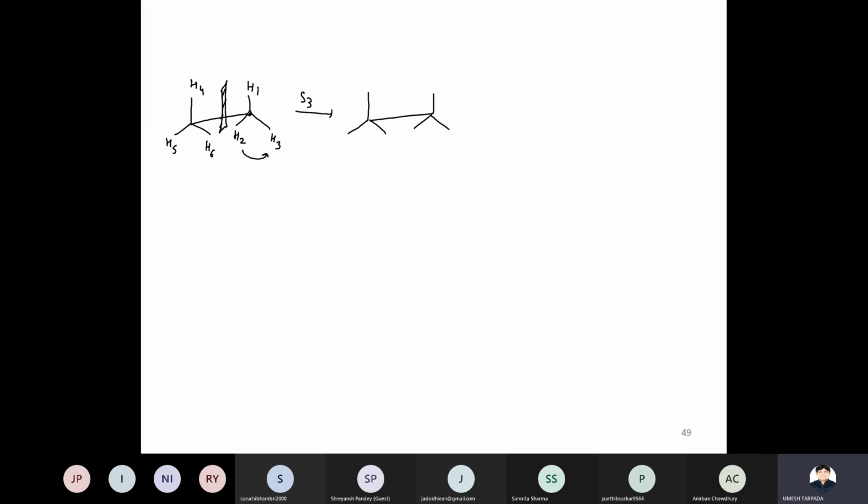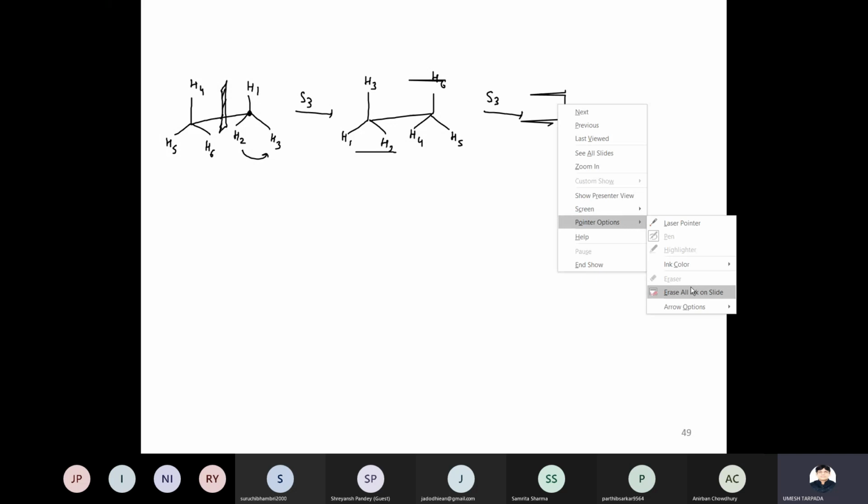So this front carbon shows on the back side. So here it is H3, here it is H1, and here H2. Similarly, see, the backside carbon is coming to the front side. So here it is H4, H5, and here it's H6. Okay, is it clear? First. Okay. Now what happens if you go for a second rotation?